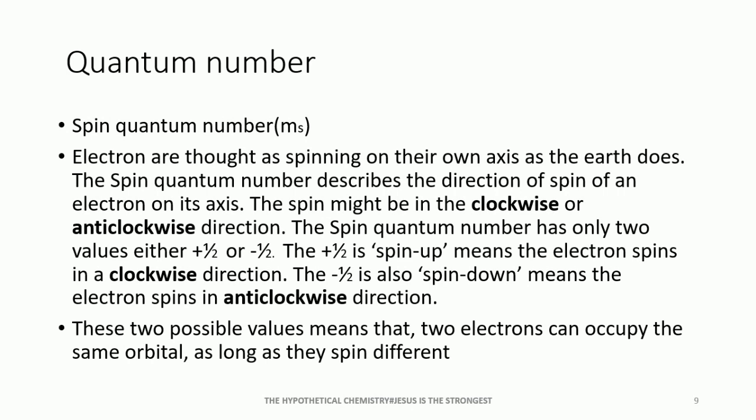So we have the spin quantum number having only 2 directions of spin. So we have the positive half and the negative half spin values. If it is positive half, it means that spinning is up, spin up, and we term that electron as spinning in the clockwise direction. When it is negative, we term it as spin down, meaning that electron is spinning down or in the anti-clockwise direction. These 2 possible values mean that 2 electrons can occupy the same orbital as long as they spin differently. So each orbital can take only 2 electrons.